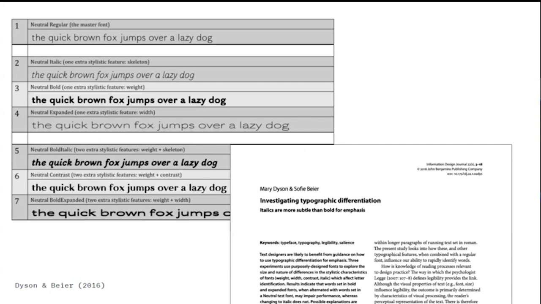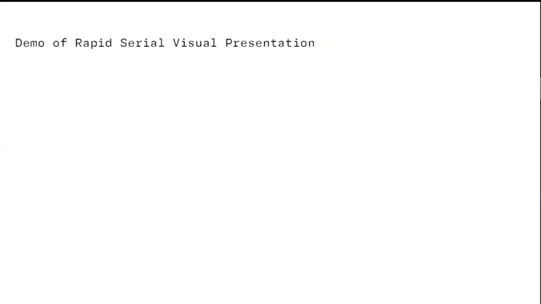Sophie Beier, who has thankfully been introduced already, as a type designer, and I looked at this from a more practice-based perspective, looking at whether bold or italic might be better for emphasis. In other words, how much does it slow you down? We can give you a quick demo of this. We used what's called rapid serial visual presentation, where you see a series of words.